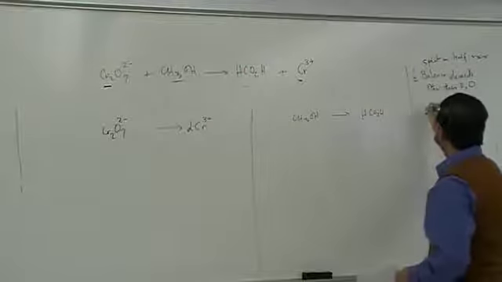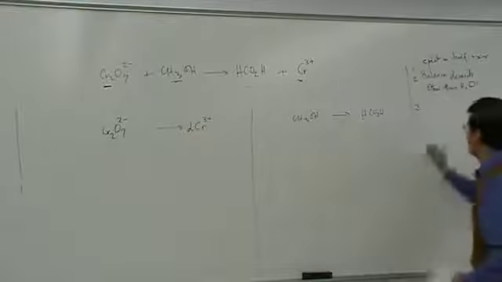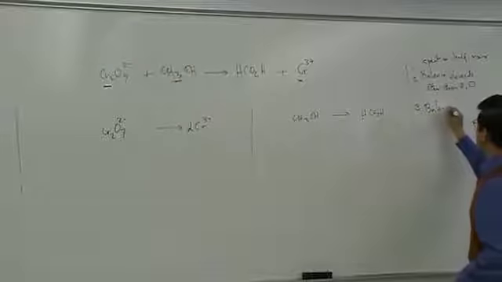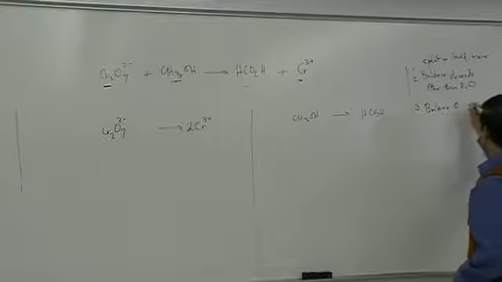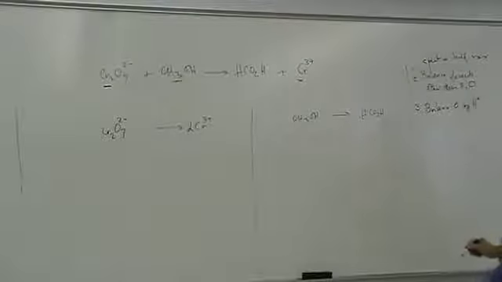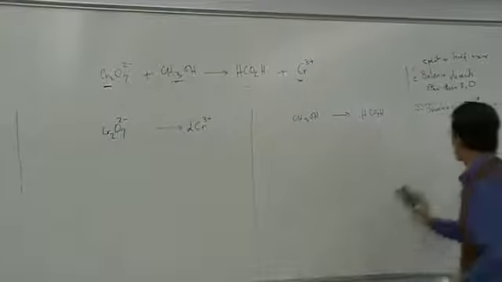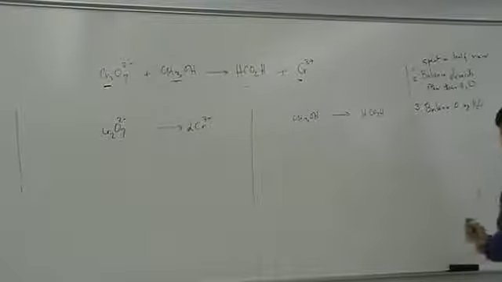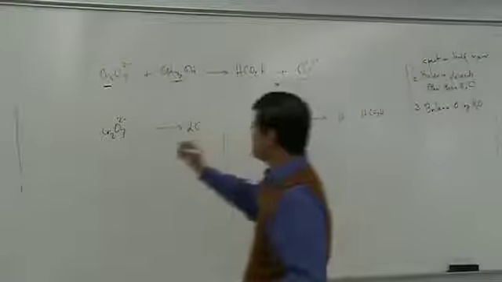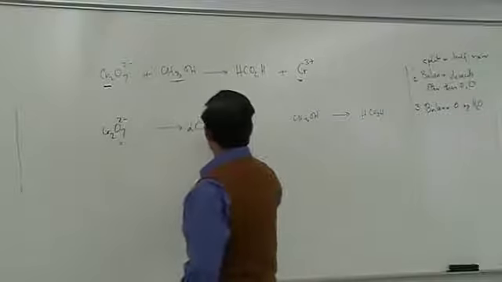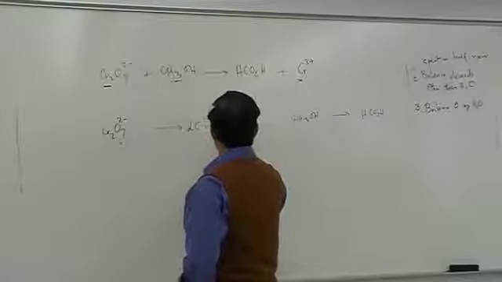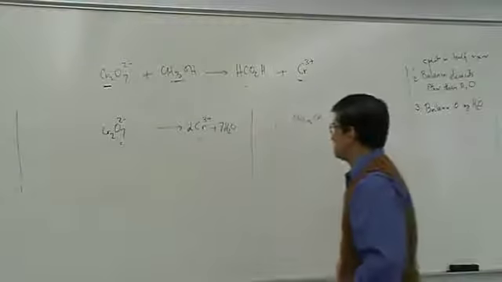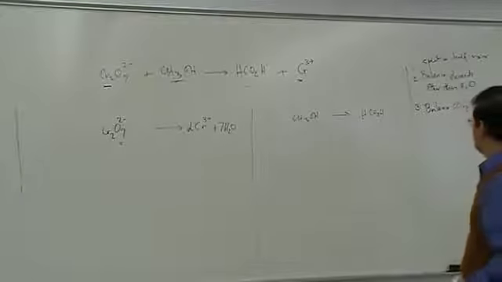So next you need to balance oxygen by adding H2O. Okay. So balance oxygen by adding H2O. So in this case I have 7 oxygen, so I'd be balancing it by adding 7 H2O. I'm working on this half reaction now.